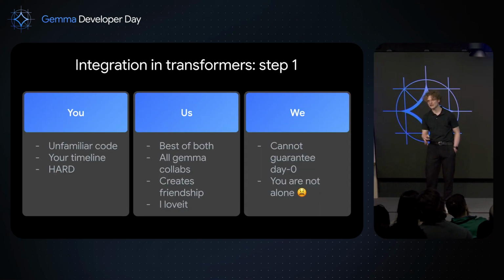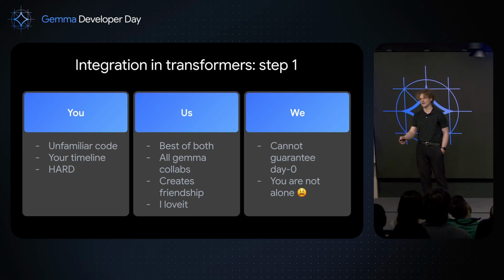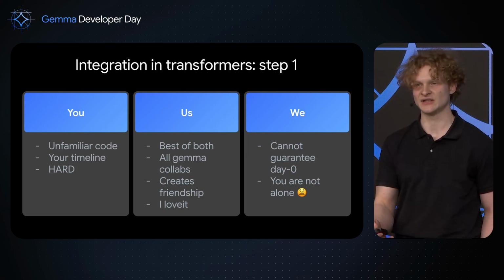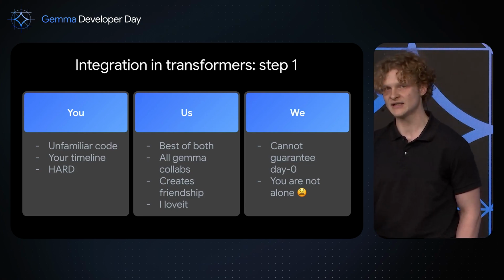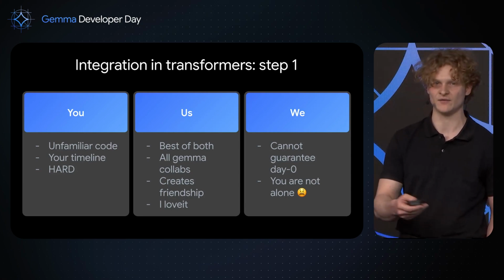Now let's go a little bit into the steps that happen when we integrate a model. There can be 3 different parties that work on the integration. So maybe it's you, yourself, an organization. In that case, you're most likely unfamiliar with the transformers code base. But you can control the timeline. Whenever you're ready to put out the model, you just ping us, we do reviews. But it's usually very, very hard to do something like that on your own because you get a review maybe too late, and then you have a lot of changes to do and back and forth.